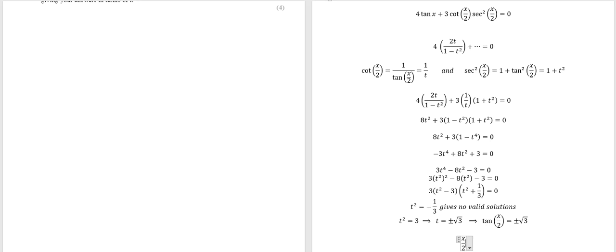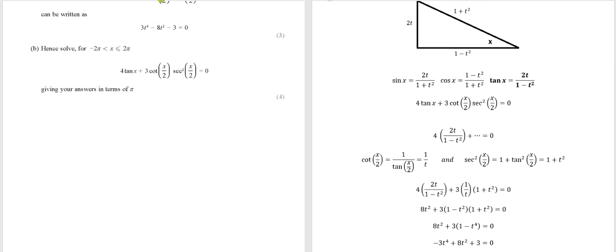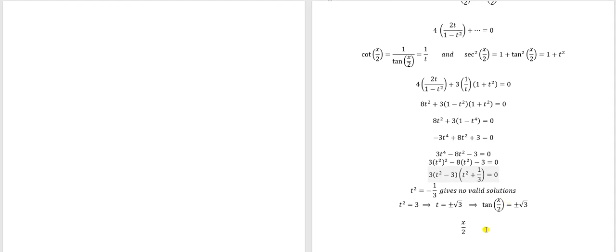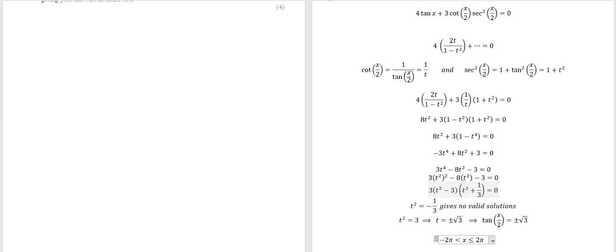We now need to figure out what's going on with x over 2 by looking back and seeing what we're asking for here. Between minus 2 pi and 2 pi, they're the values of x that we're interested in. So we now know if x is between minus 2 pi and 2 pi, inclusive at the top end, so I'll need a less than or equal to here. That means that x over 2 will need to be between minus pi and pi. Well, that should make our life a little bit easier.